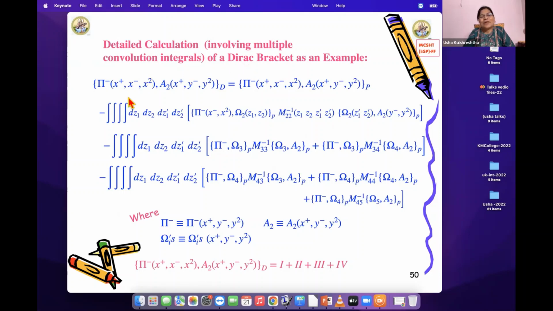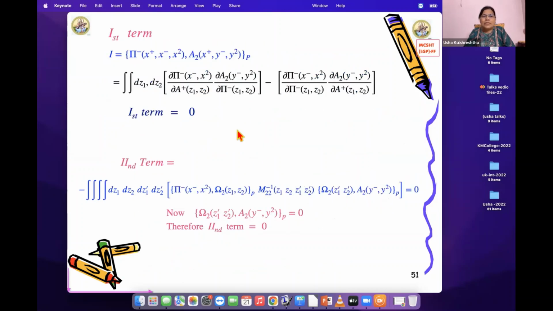So these Dirac brackets. For example, I have calculated only one Dirac bracket. So here I have this π^- A_2. This is equal to, first of all, this term, which is the Poisson bracket. Then minus times this term, and this term. I have called this first term, this whole term I have called second term. This one I have called third term, and these three are called fourth term. And then I have calculated them one by one.